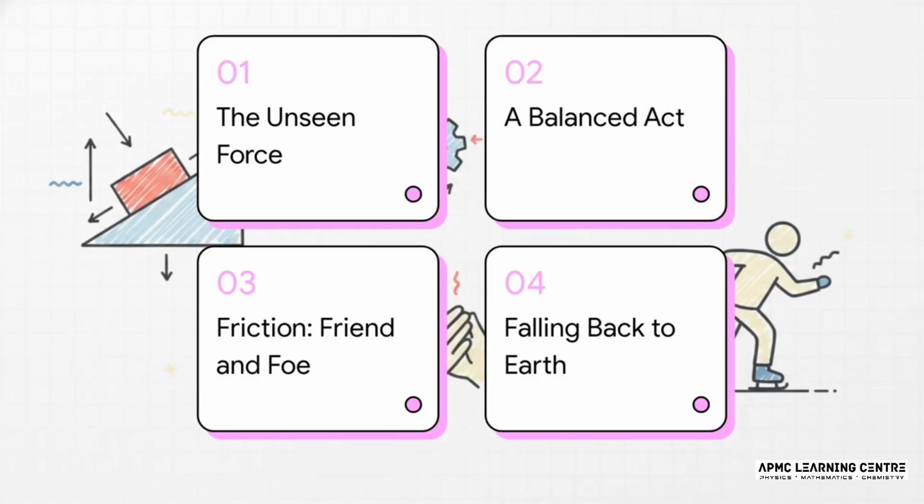Okay, so here's our game plan. We're going to start by defining what this unseen force even is. Then we'll see how it creates balance, or a lack of balance. We'll explore its kind of dual nature, how it can be both a friend and a foe, and then we'll wrap it all up by applying everything to the really dramatic physics of free fall.